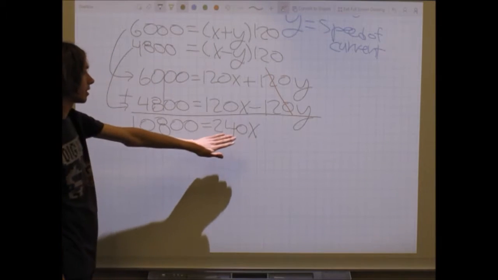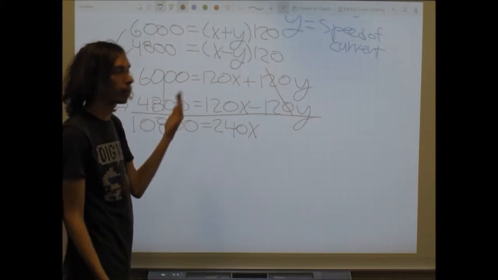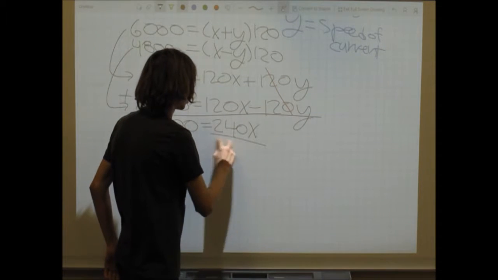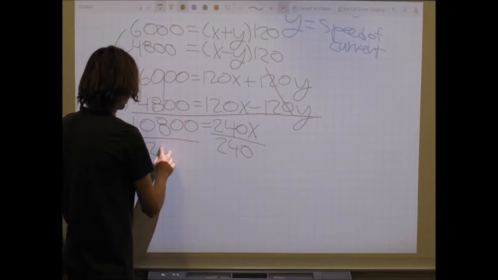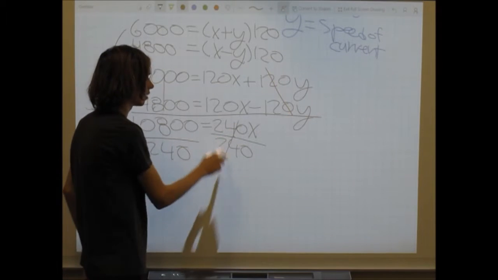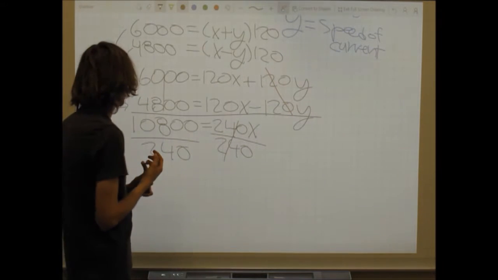Now we only have an x, and all we have to do to solve now is just divide both sides by 240. You can try it on your calculator, but I'm pretty sure it comes out to 45.